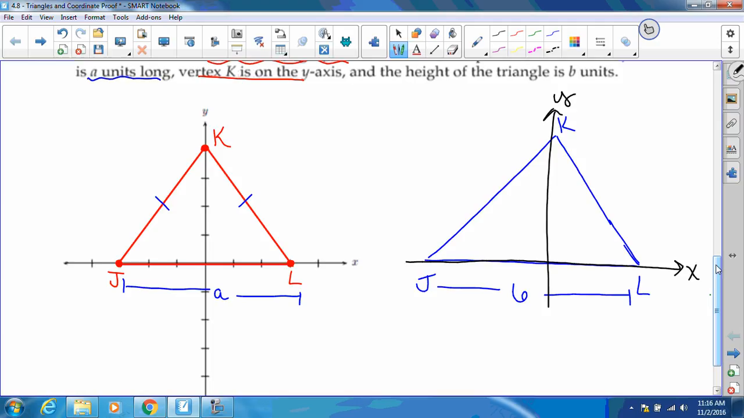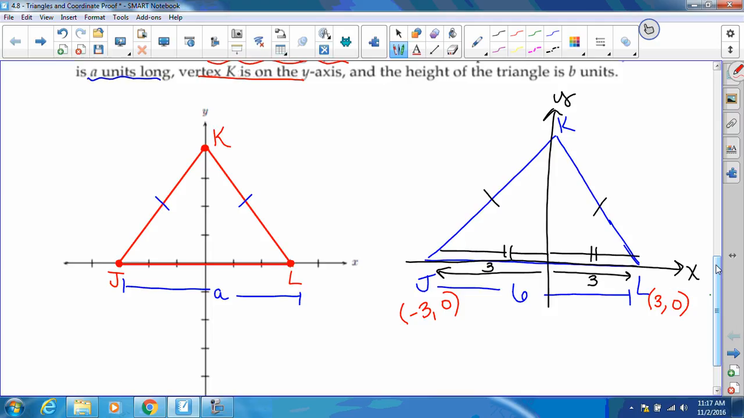So if I wanted my base to be 6 units long, if this is an isosceles triangle, that means this distance is the same as this distance. That's the only way it can be an isosceles triangle, right? For these sides to be congruent. So if it was 6 units long, then I know this direction would be 3 units. This direction would be 3 units. So J would be the point -3, 0. That's why it's nice to be on an axis, because one point would be 0. And L would be +3, 0.